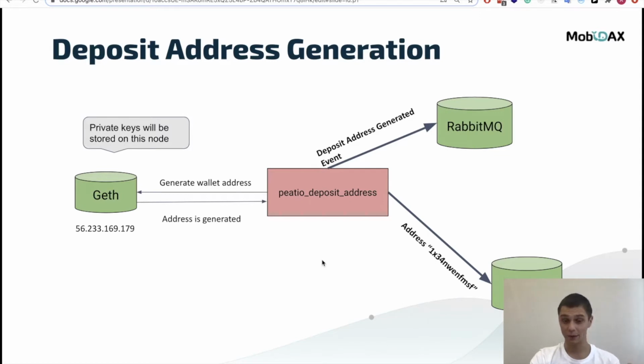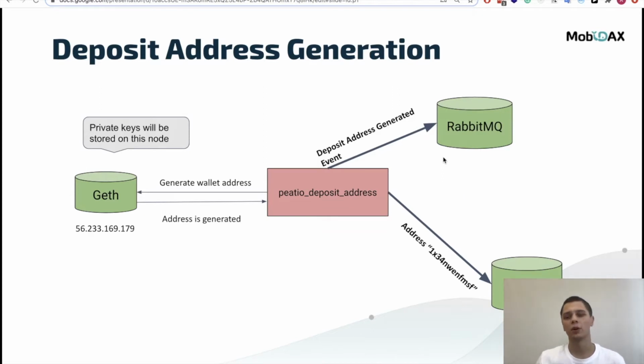So that's the first video we published. If you missed that one, make sure to go back and deploy your own platform so that you'll understand what this stands for. So this Peatio deposit address daemon sends a request to Geth API, so it's a JSON RPC request, and then Geth returns the generated address, and private keys are stored on the node. The generated address is then sent back to this daemon, and then this daemon knows that there was an event of an address generated, and it sends that event to RabbitMQ.